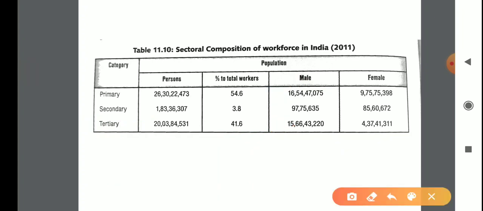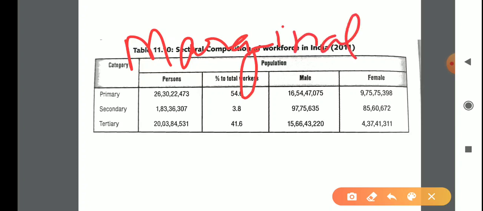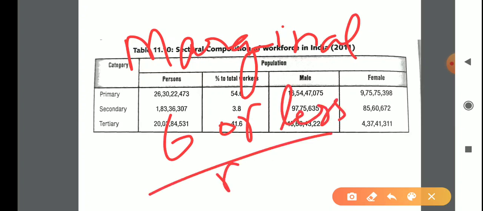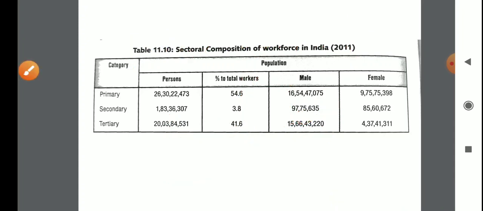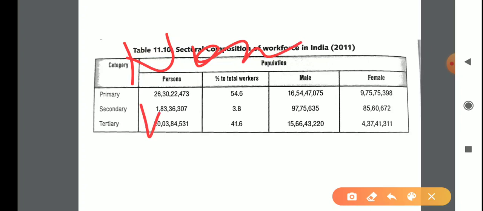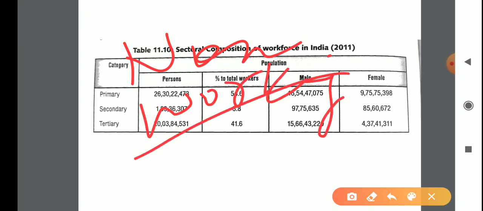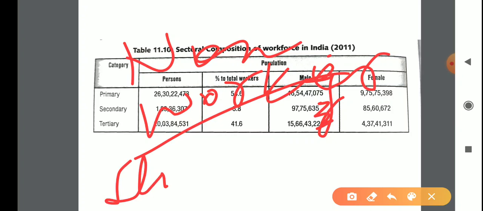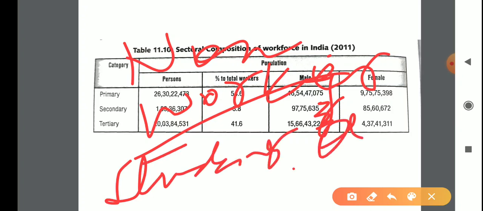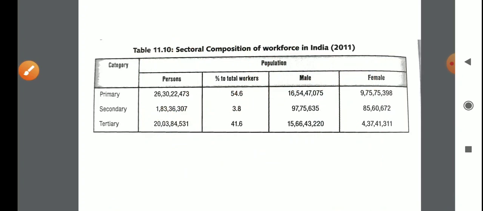Then come the marginal workers. These are workers who have work for 6 months or less than 6 months in a year. Then the third category is non-workers. These are people who are not working, but are dependent on others. So we can say non-working age, non-workers. This will include students, old people and children. So now this is about the workforce categories.